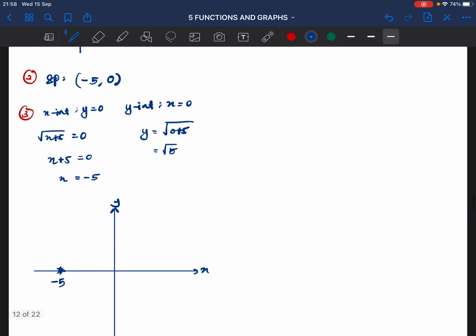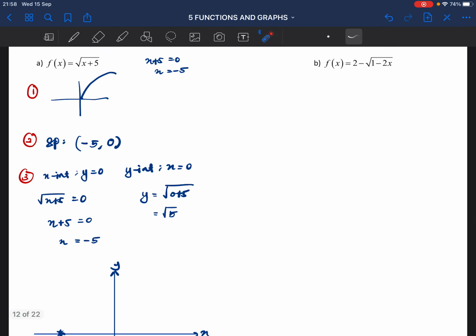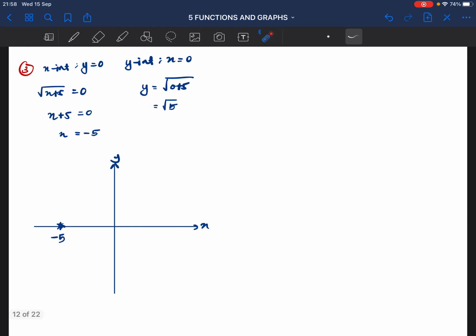Okay, so the shape of the graph kita tahu dekat sini, okay, daripada kuadran yang pertama. So from the starting point, shoot ke kuadran yang pertama. Okay, so we know that our x-intercept is -5. So this is x-intercept. Y-intercept is square root 5. So label square root 5. Label our graph y equals square root x plus 5.